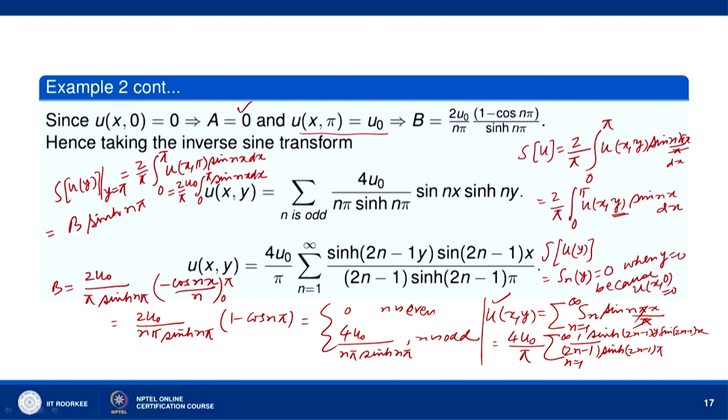So, this is how we solve the second partial differential equation, the Laplace equation, in the case of a square plate, whose one face is at u naught temperature and the other faces are at 0 temperature. So, this is how we solve the equation.